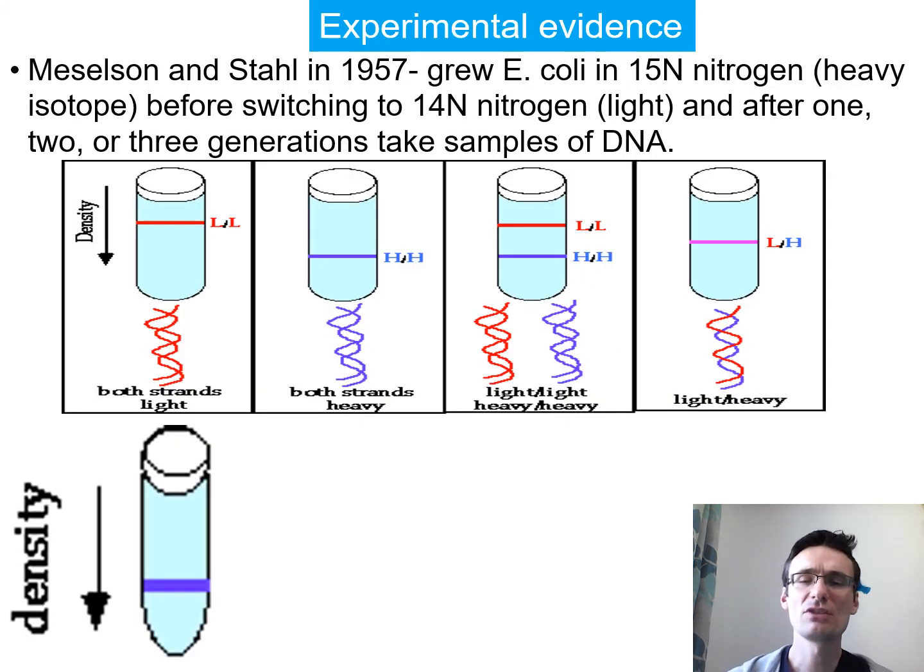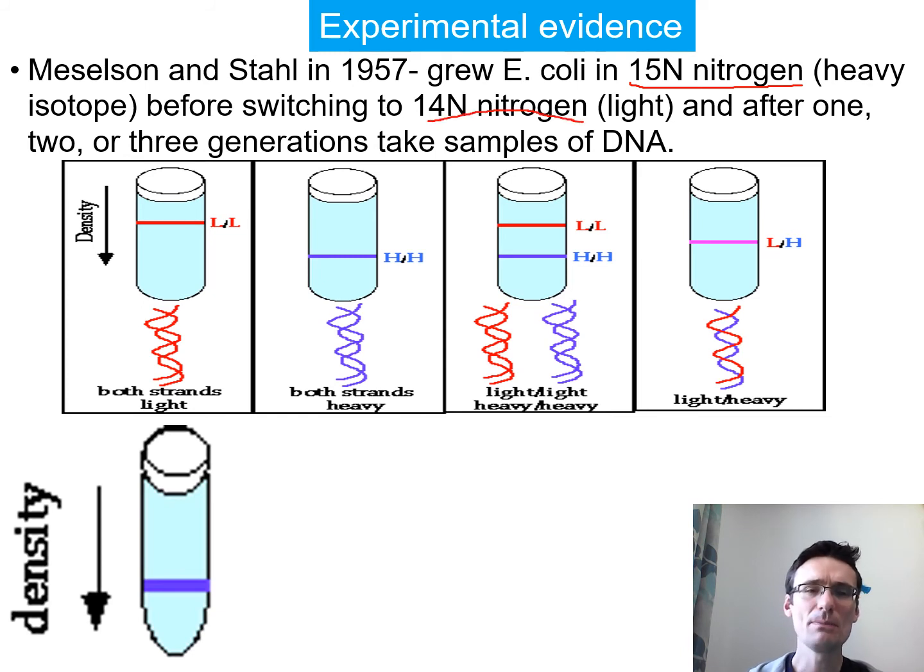The experiments that prove semi-conservative replication happens were from Meselson and Stahl in 1957. What they did is they grew E. coli on heavy nitrogen containing agar. Heavy nitrogen is an isotope of nitrogen, N15. Normally nitrogen has a mass number of 14, but with an extra neutron, it becomes N15. They used a centrifuge to spin and work out the weight of the DNA when they then added it to nitrogen 14.